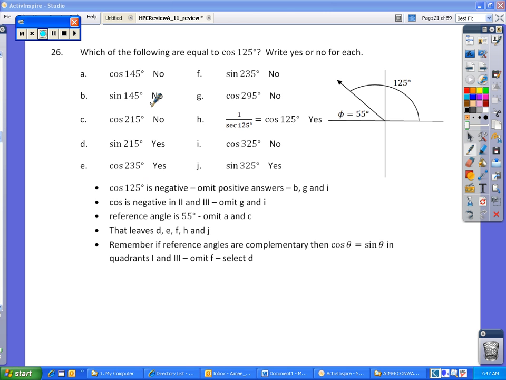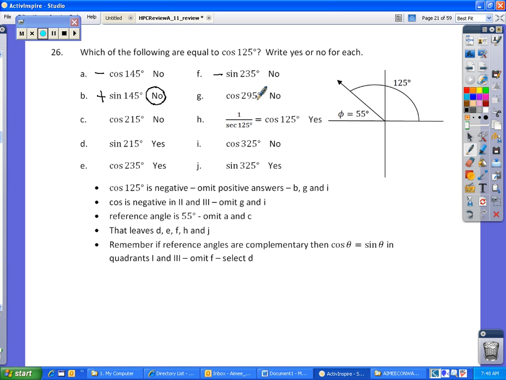might be positive answers. Well, cosine of 145 is negative, so that one might be a possibility. Sine of 235 is in the third quadrant, and so that could possibly be negative. Sine of 145, that is in the second quadrant. Sine in the second quadrant is positive. So I know for sure that B could not be possible.